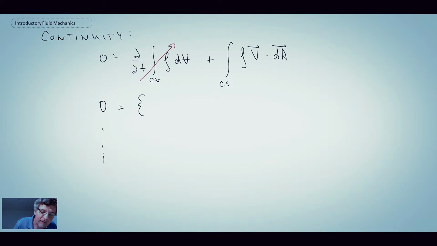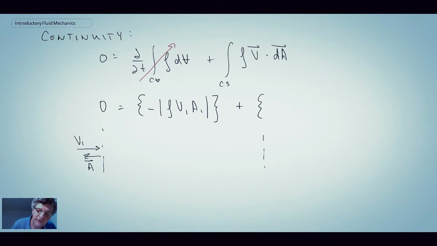we have, so this would be 1, velocity coming in here, and we know that the area vector is going to point outwards, so this is going to be a negative. And for the second term at the jet itself, we have velocity in that direction, the area vector pointing out, the dot product of those two is going to be a positive.